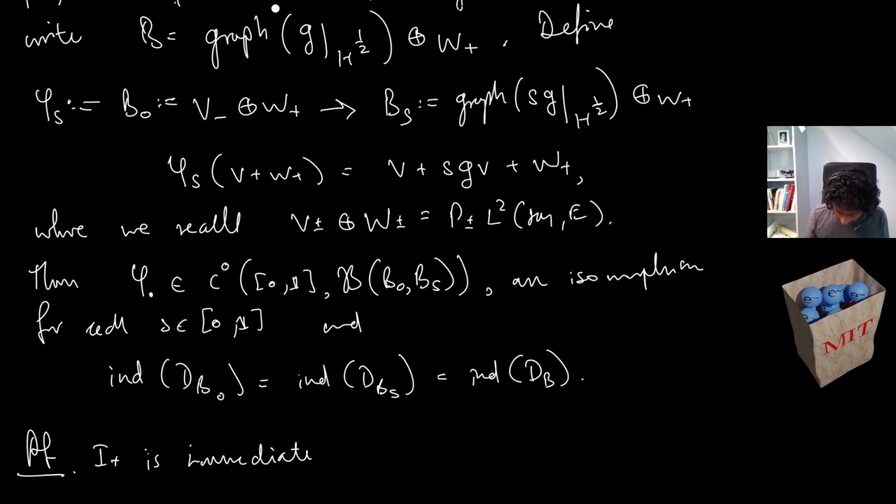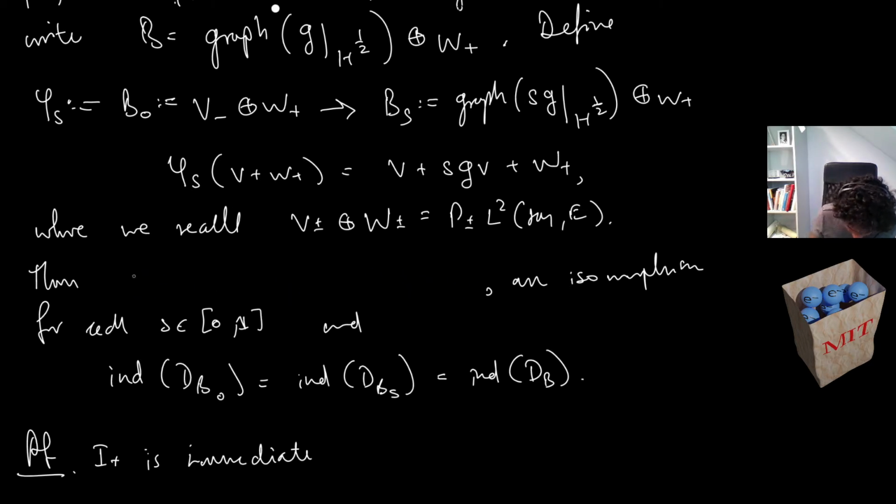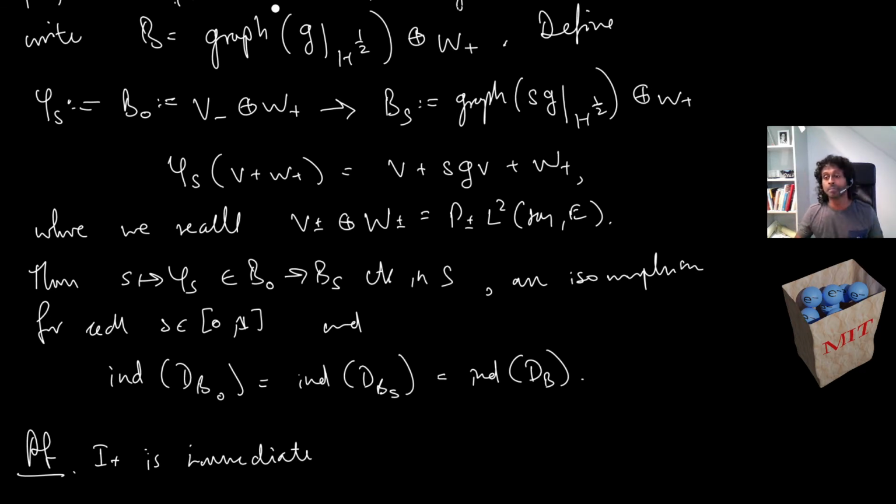Oh, sorry, I see. You mean, aha, you're right, yeah, so it's S maps. Yeah, so I guess it's B dot. Okay, yeah, you're right. So actually that's a reason we shouldn't use this notation. I should say S maps to phi S, which takes me from B naught to BS, continuous in S, right? That's really what I mean. Yes, you're right.